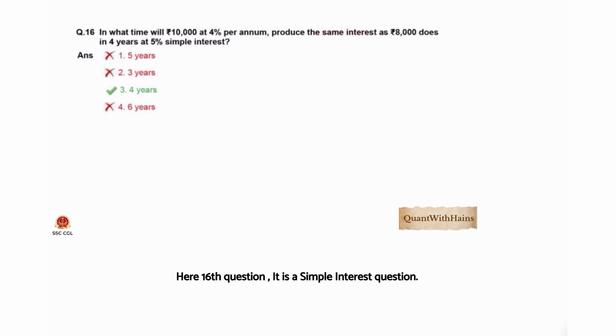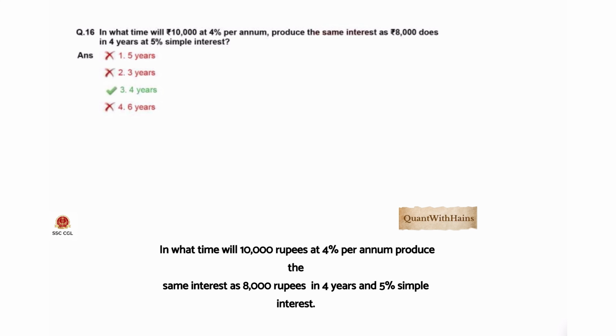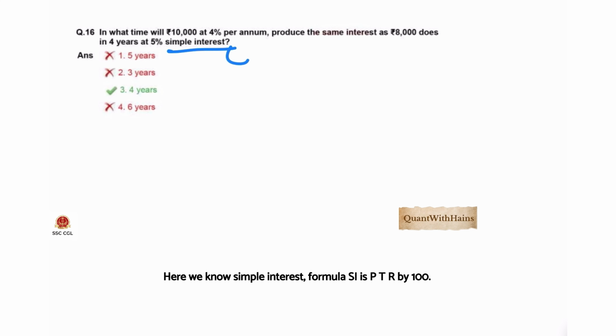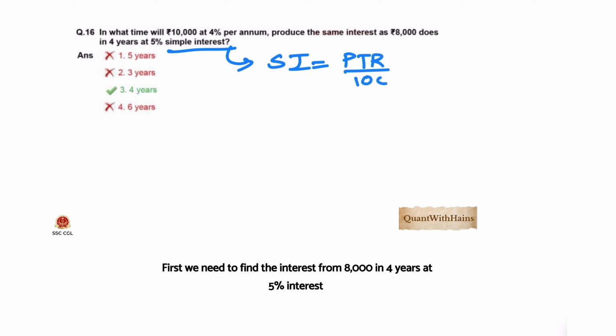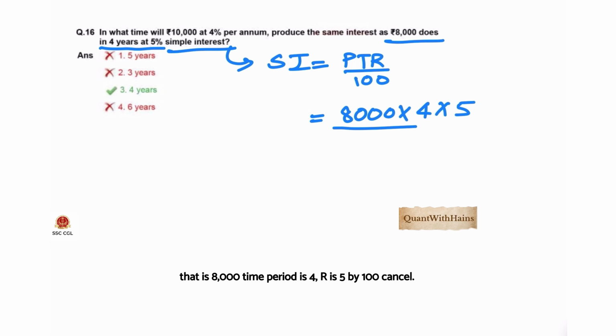Here the 16th question, it is a simple interest question. In what time will 10,000 rupees at 4% per annum produce the same interest as 8,000 rupees in 4 years at 5% simple interest? Here we know the simple interest formula, SI is PTR by 100. Here first we need to find the interest from 8,000 in 4 years at 5% interest. That is 8,000, time period is 4, R is 5 by 100. Cancel. 5 4s are 20, 20 into 8 is 1600.